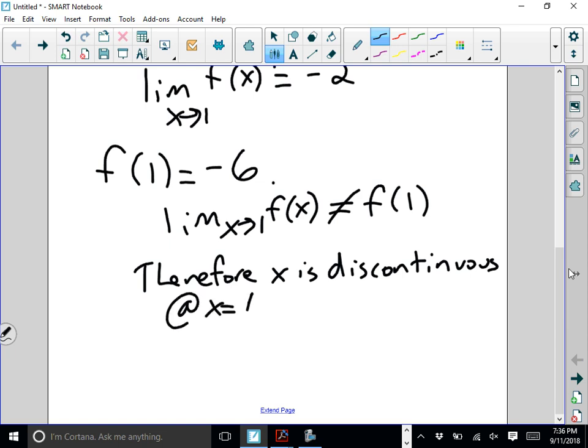So we know that it's discontinuous because we failed step 3. Because we passed step 1, we know that the type of discontinuity is removable. So we know it's a removable discontinuity. Let's take a look at another problem from the review sheet.